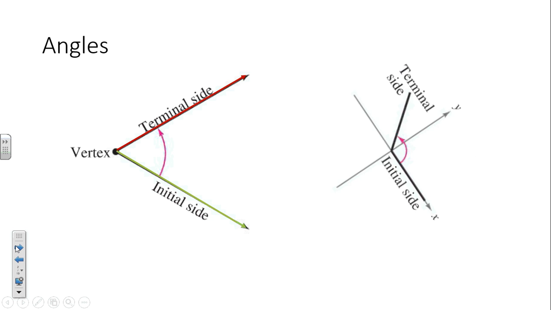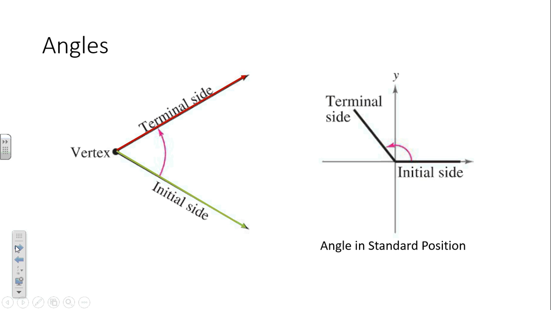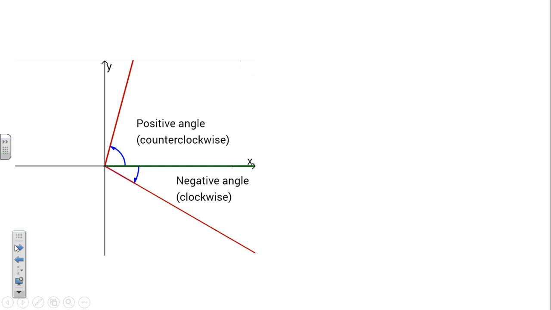The next piece then says that angles are in standard position provided that the initial side is on the positive x-axis. So if the initial side is the positive x-axis, then for the terminal side, we talk about its measure based on that. So this is our standard position. When we have angles in standard position, if their measure is in a clockwise fashion, that's considered a negative angle. And if it's in a counterclockwise fashion, that's a positive angle.